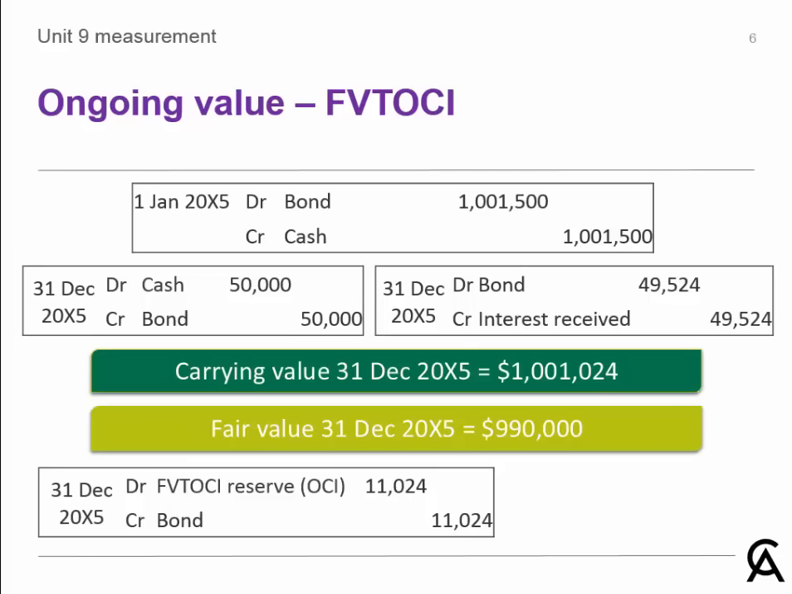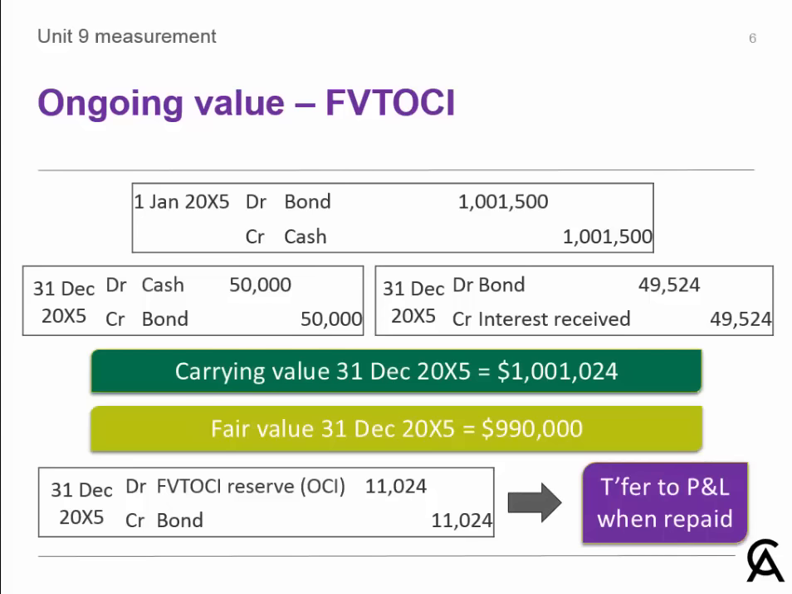Now, this journal doesn't impact on your effective interest calculations going forward. It just means that the bond is now recorded in the statement of financial position at fair value. When the bond is finally repaid on the 31st of December 20x7, any net amount remaining in the fair value through other comprehensive income reserve relating to this asset will be transferred to P&L.